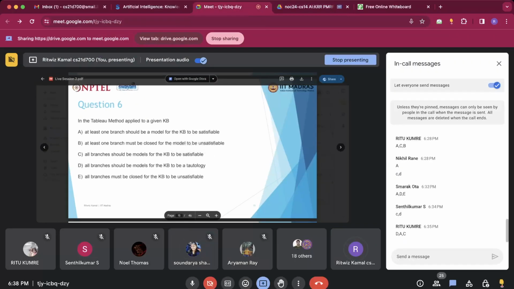Okay. So coming back to question 6 that we were discussing. Some of you have given the correct answer. When we apply the tabular method to a given knowledge base, first of all, what is meant by satisfiability? Does anyone know or would like to share their thoughts on what it could mean?